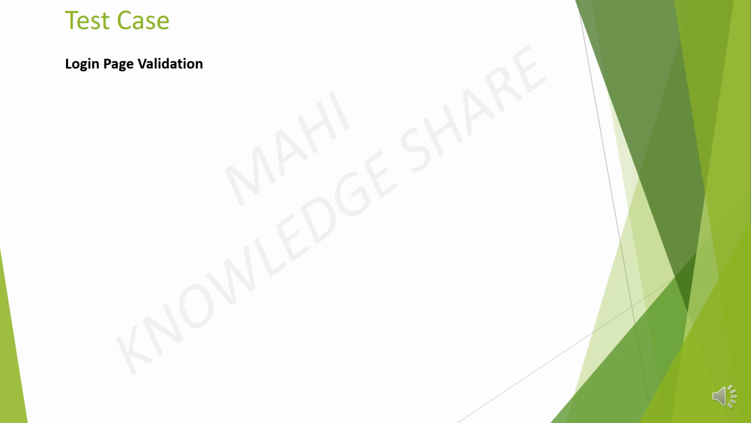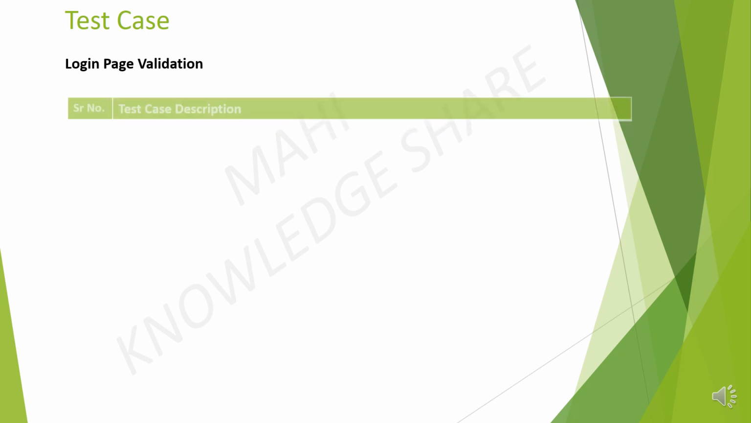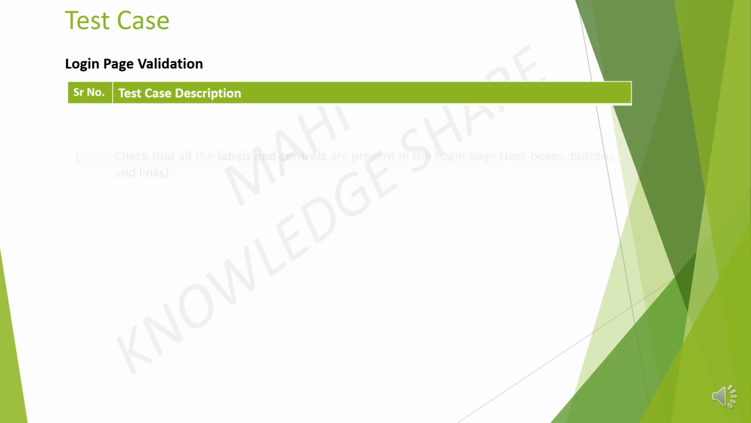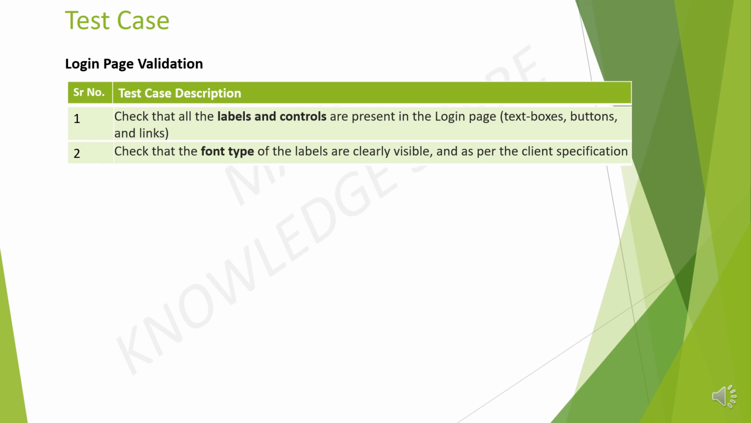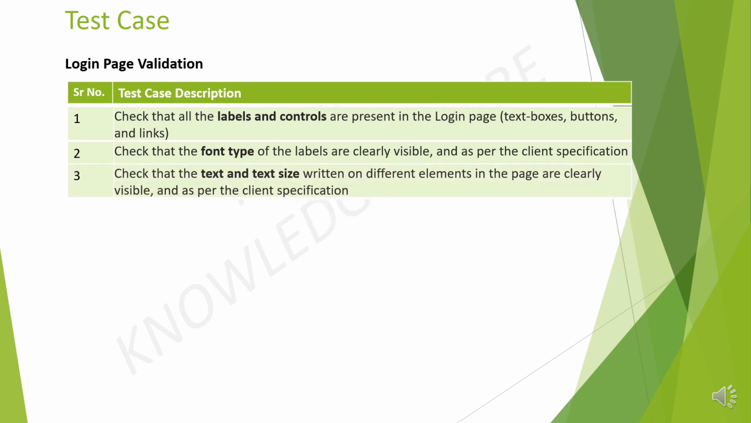Now, let us see the test cases for login page validation. Test case number 1. Check that all the labels and controls are present in the login page. Test case number 2. Check that the font type of the labels are clearly visible. Test case number 3. Check that the text and text size written on different elements in the page are clearly visible.